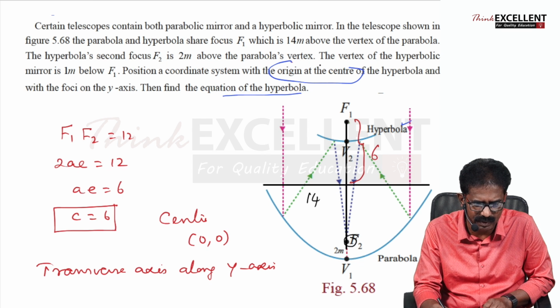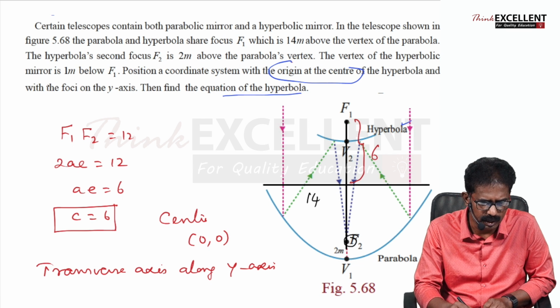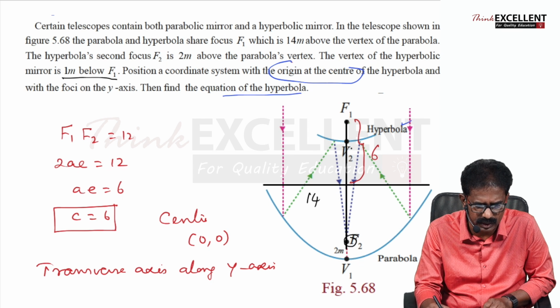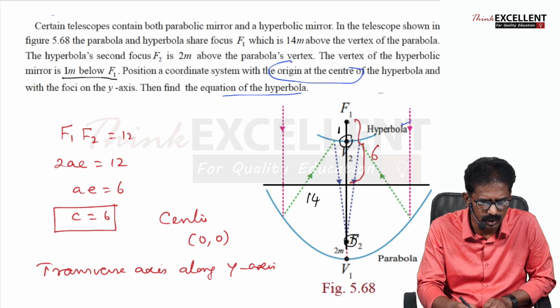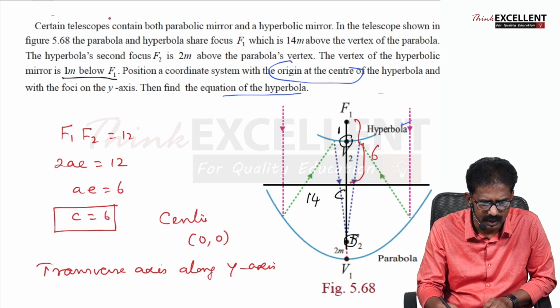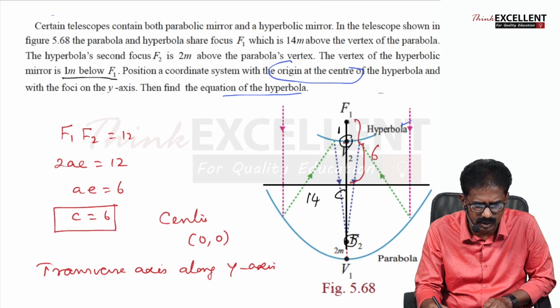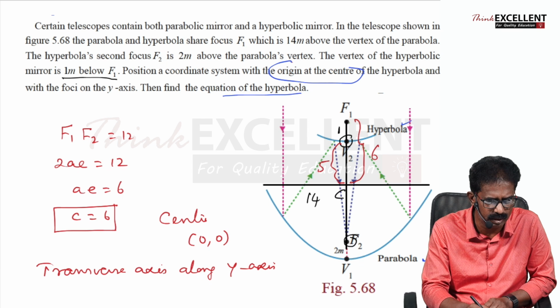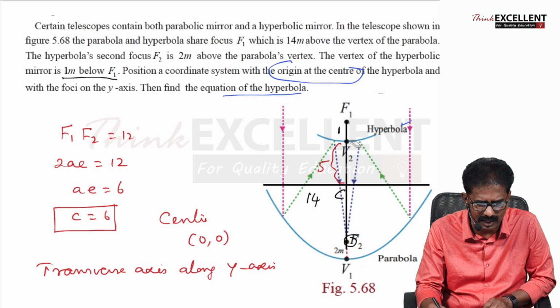Yes. The vertex of the hyperbolic mirror is 1 meter below F1. This is the vertex, and this is 1 meter below. You know the full length F1 to center is 6. Now here they said F1 to the vertex is 1. So the remaining will be 6 minus 1, which is 5. Now we forget about all other things and concentrate only on that 5.